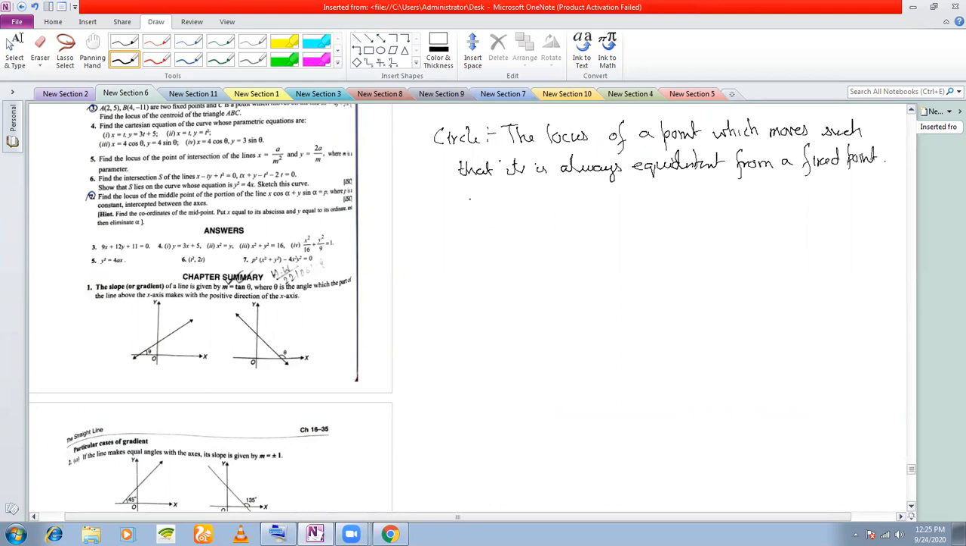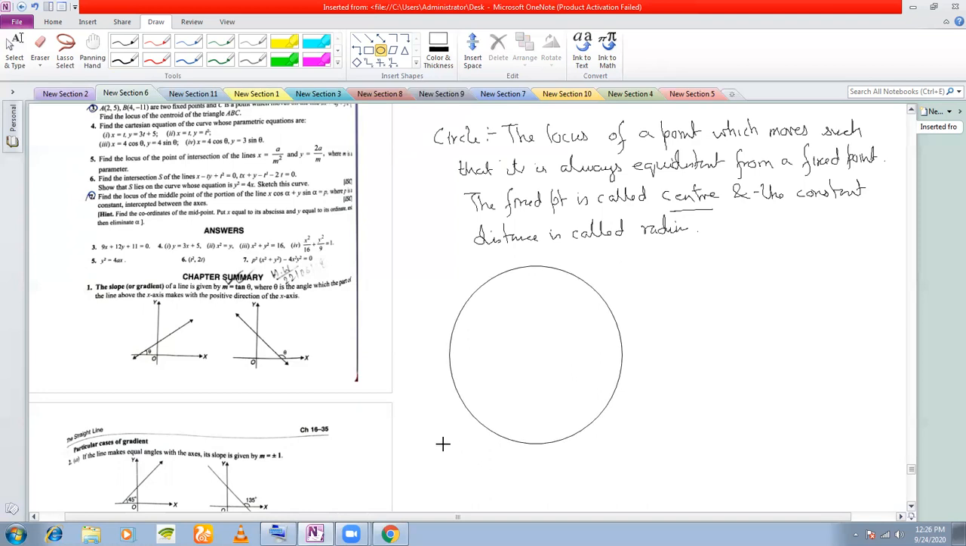The fixed point is called the center, and the constant distance is called the radius. Let us say this is our circle. Circle is a path, so a point is moving on this path, around this path.